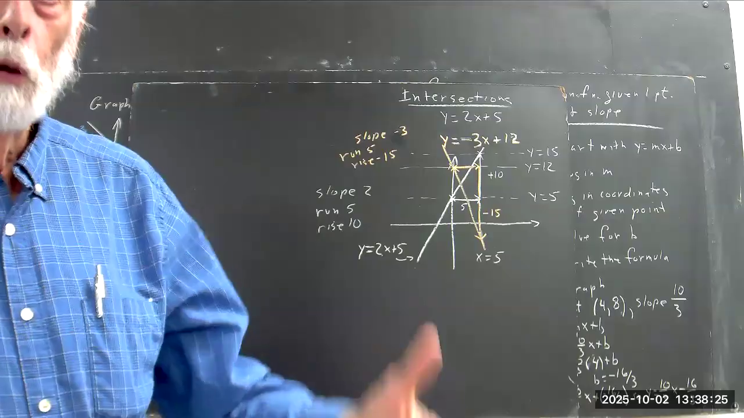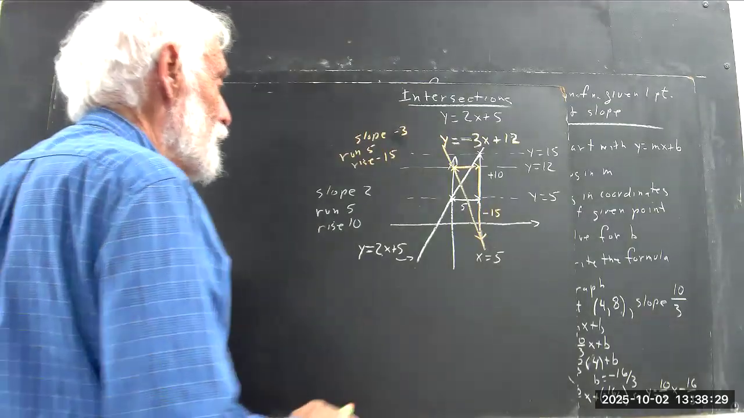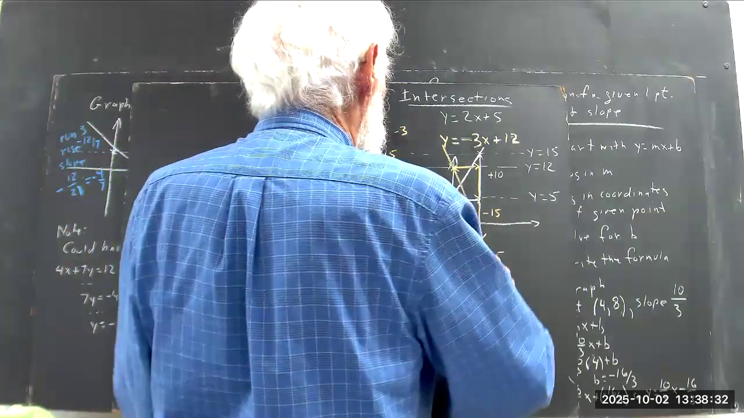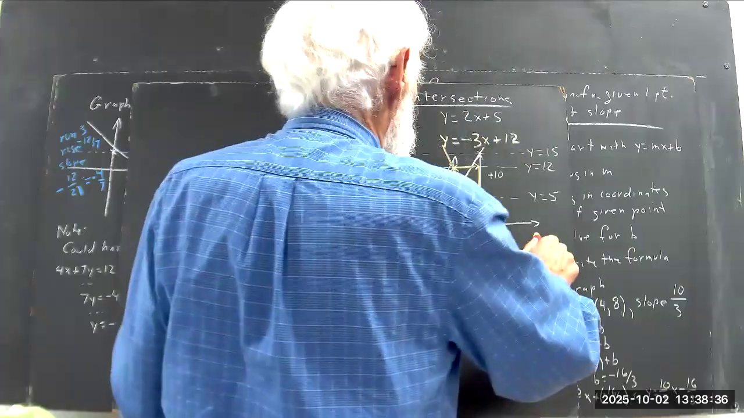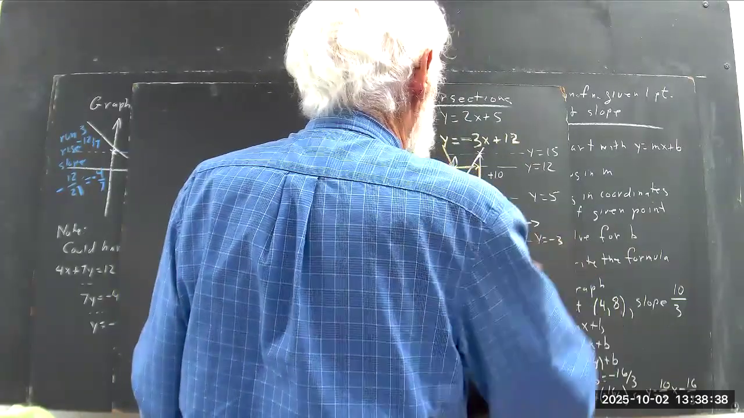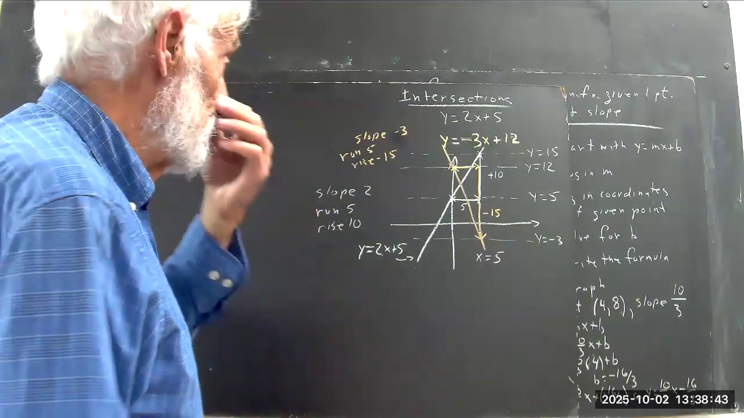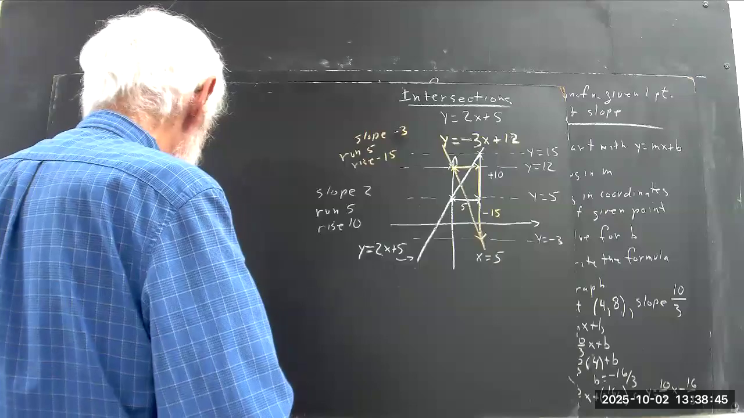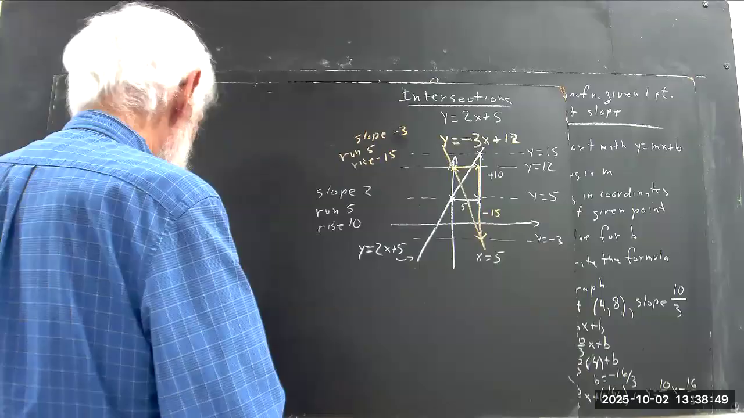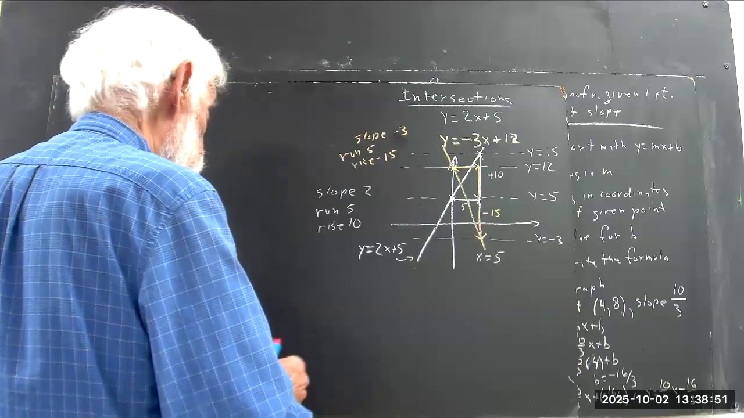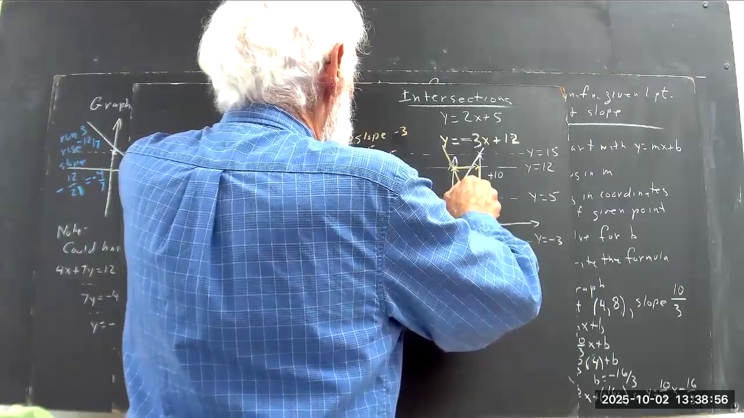And lo and behold, the 2 lines cross. And of course, we'd want a line here. If we start at 12 and come down 15, we're at y equals negative 3. So I'm able to sketch these 2 lines. It's a reasonably accurate sketch. What I want is the x and y coordinates where they cross.